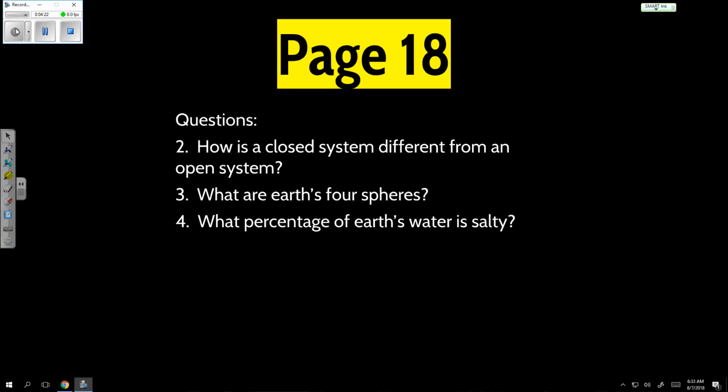Answer question number 2. How is a closed system different from an open system? A closed system is different than an open system because only energy moves into and out of the system, not matter.